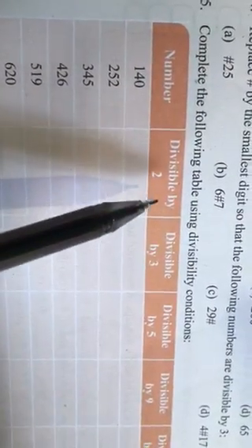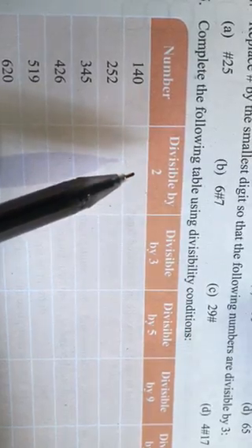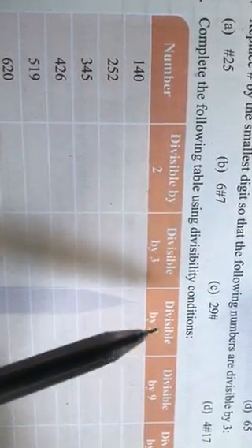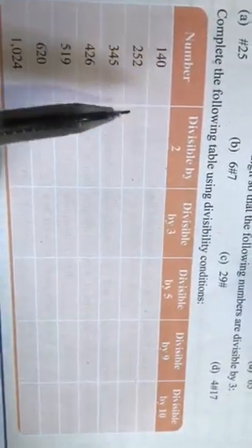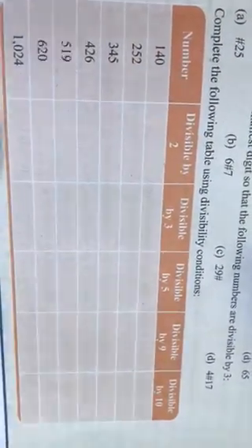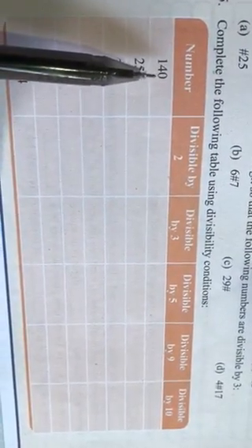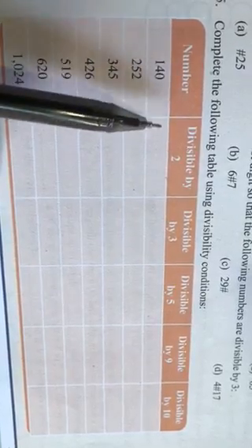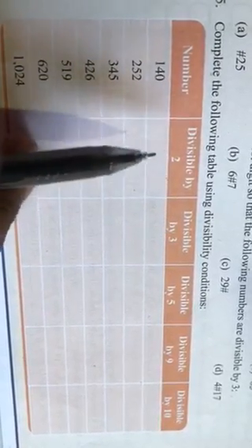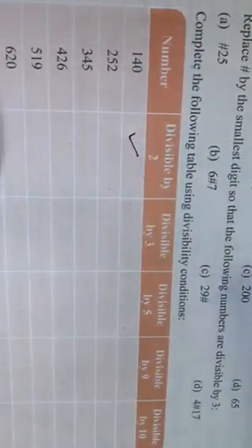But question number 5, complete the following table using divisibility conditions, right? The first number is 140 and you have to write the answer. Divisible by 2, yes or no. Divisible by 3, yes or no. Divisible by 5, divisible by 9 and divisible by 10. So you have to check all these numbers for 2, 3, 5, 9 and 10, right? So what is the divisibility of 2? The divisibility of 2 says that if the unit digit is even or 0, the given number must be divisible by 2. That means you have to write here yes.